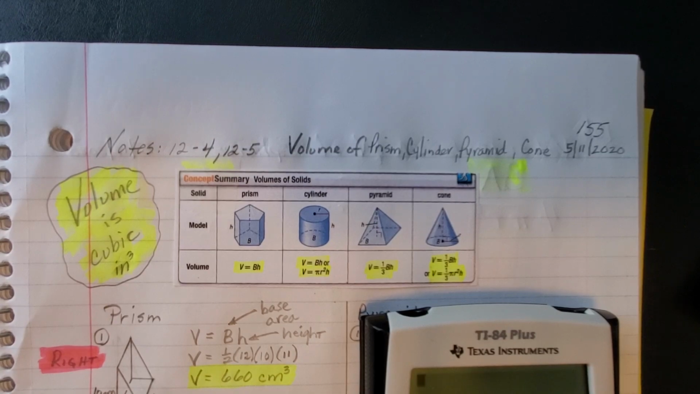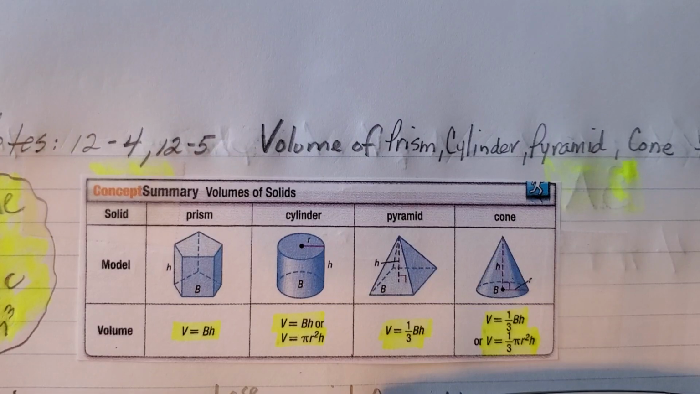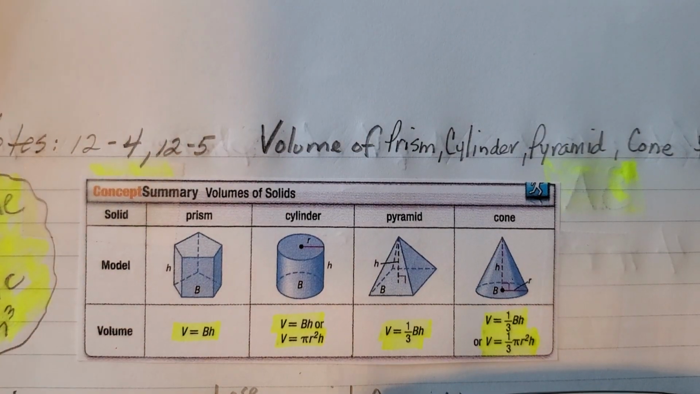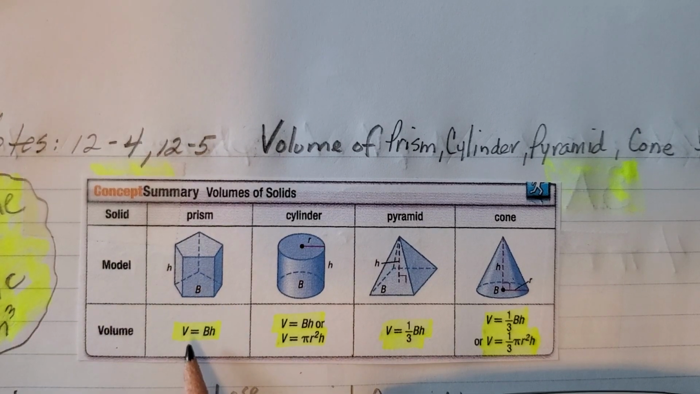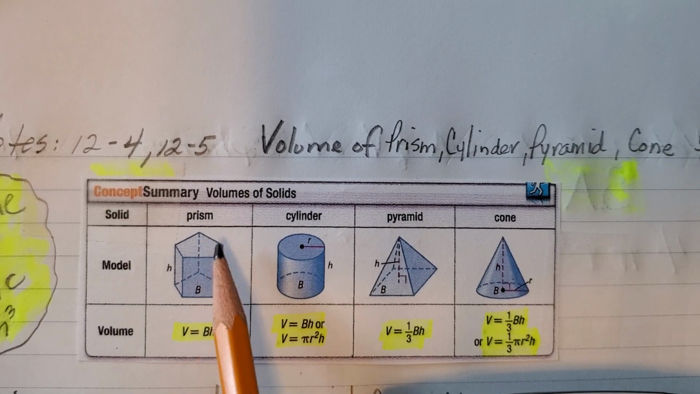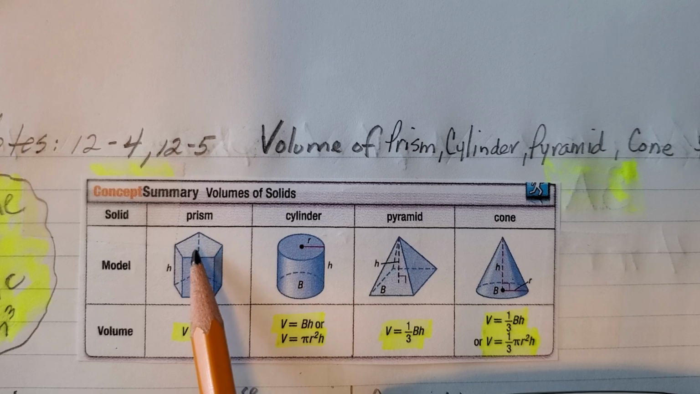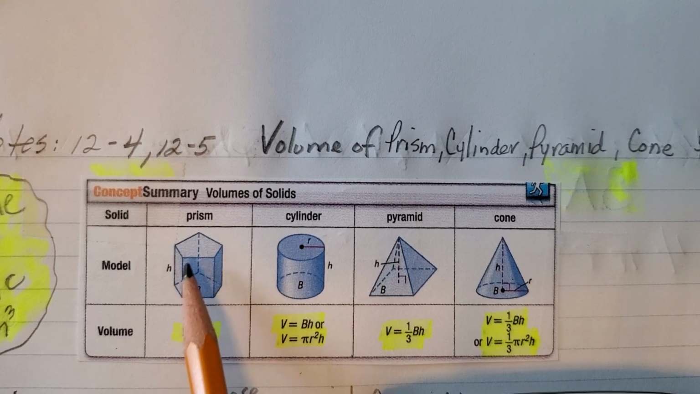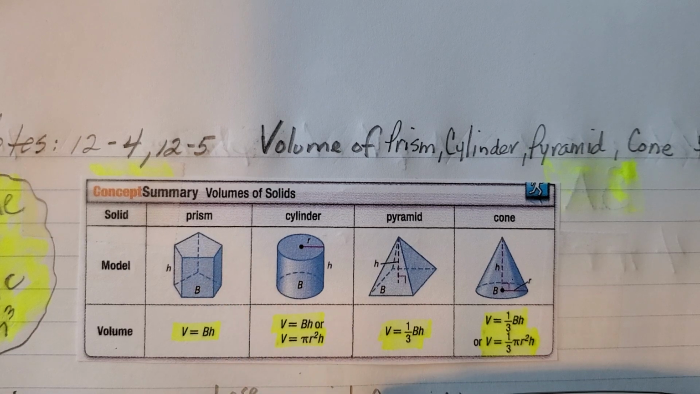But here are all the volume formulas, and I want to go over them. So I'm going to zoom in. The volume of a prism is big B times H. Big B means the base area. So it's that base area times the height that fills up the prism. As water fills into that prism, the base fills up first, and then it goes straight up to the top. That's volume.